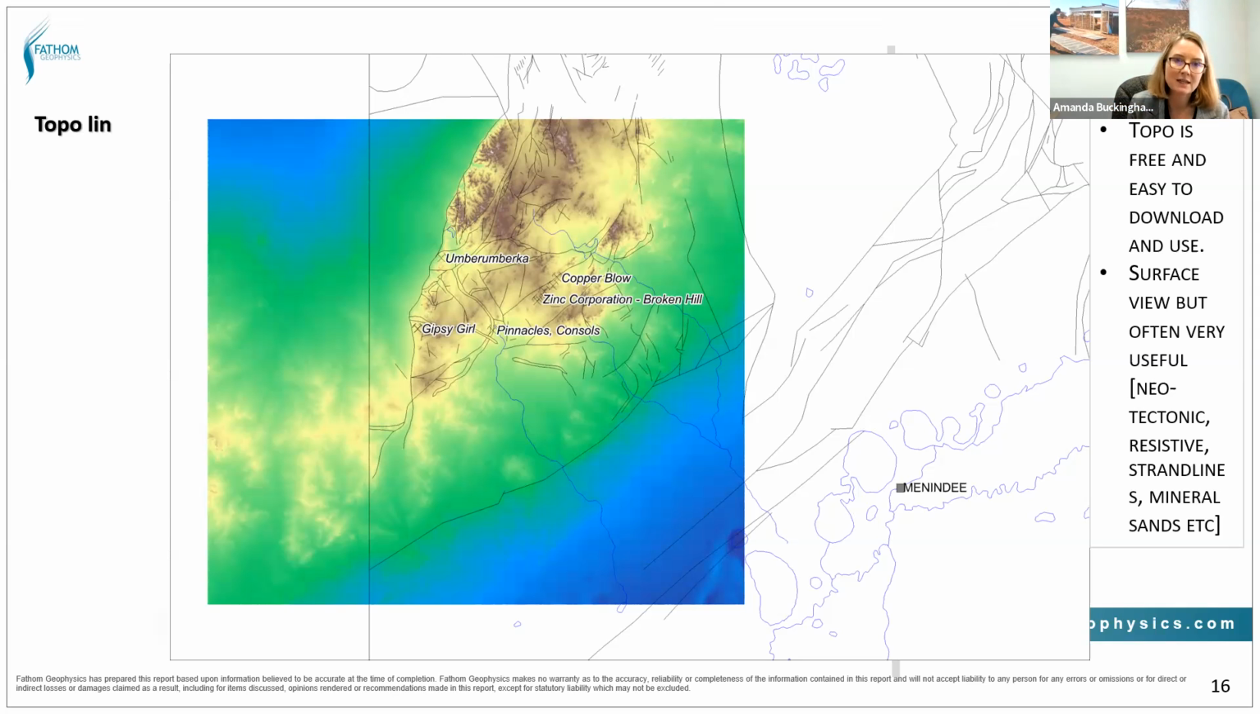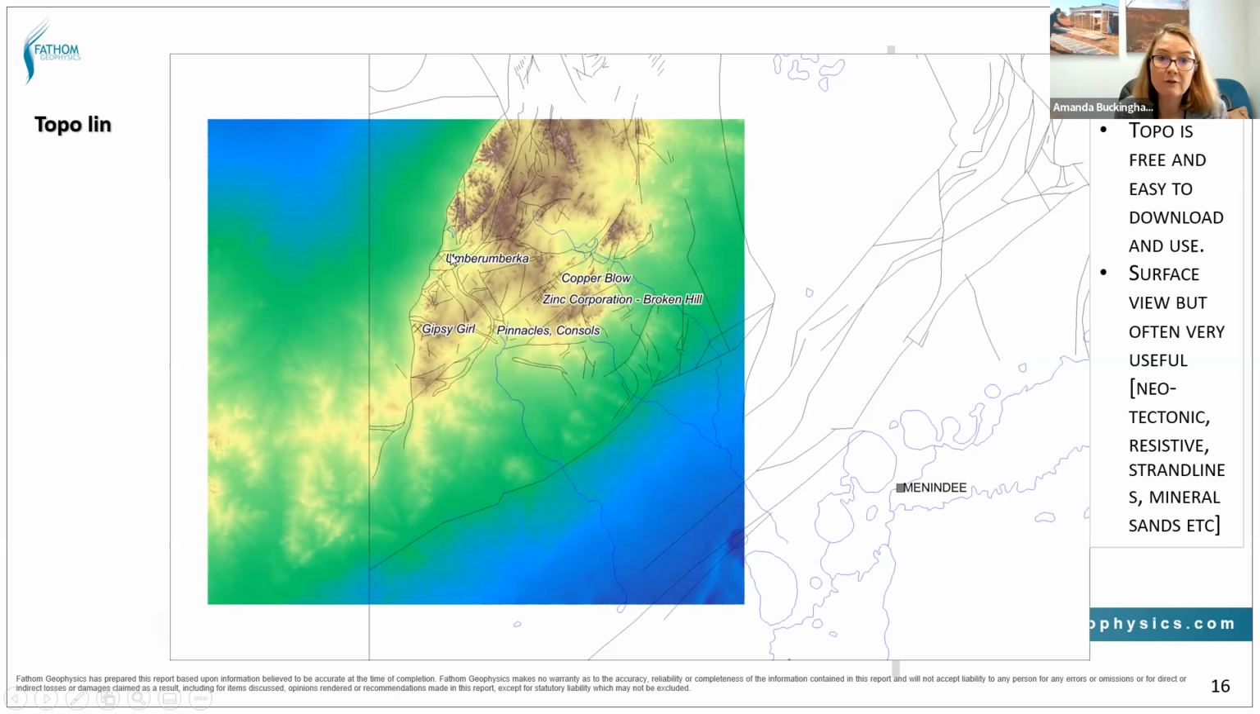And in some scenarios, less in Australia, but in areas where you've got neotectonics, you've got active tectonics at the moment. So New Zealand, Japan, Southeast Asia, South America, you can process topography data in the same way you process magnetic and gravity data and pull out a lot of really useful information. So don't forget to consider topography.